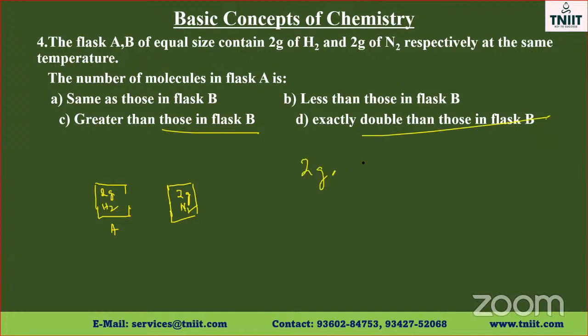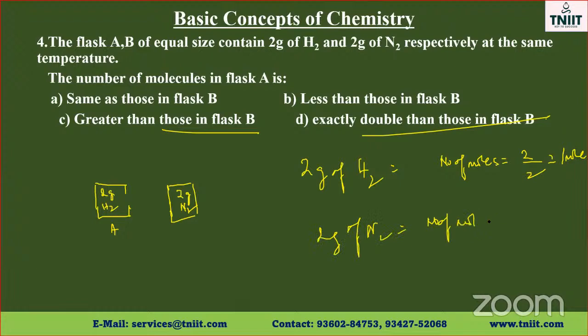See, 2 grams of hydrogen is equal to how many moles? The number of moles will be 2 divided by 2, since the molecular mass of hydrogen is 2, so it's 1 mole. So 2 grams of nitrogen will be how much? What is the molecular mass of nitrogen? The molecular mass of nitrogen is 28. So 2 divided by 28. What will be 2 divided by 28?